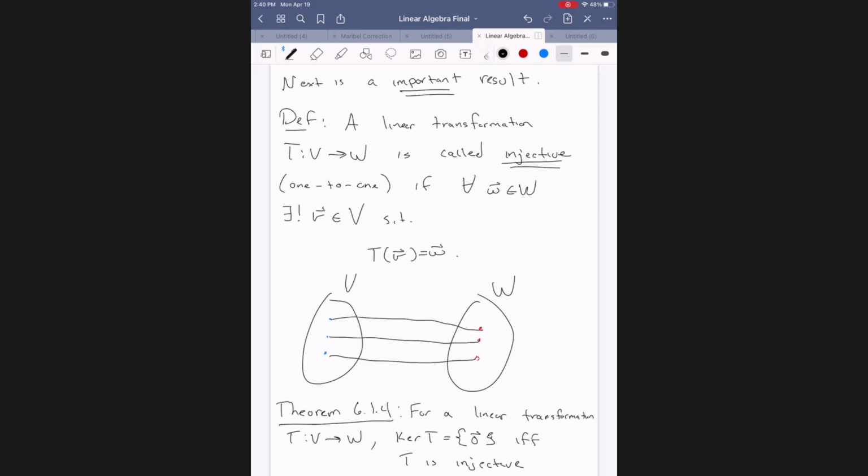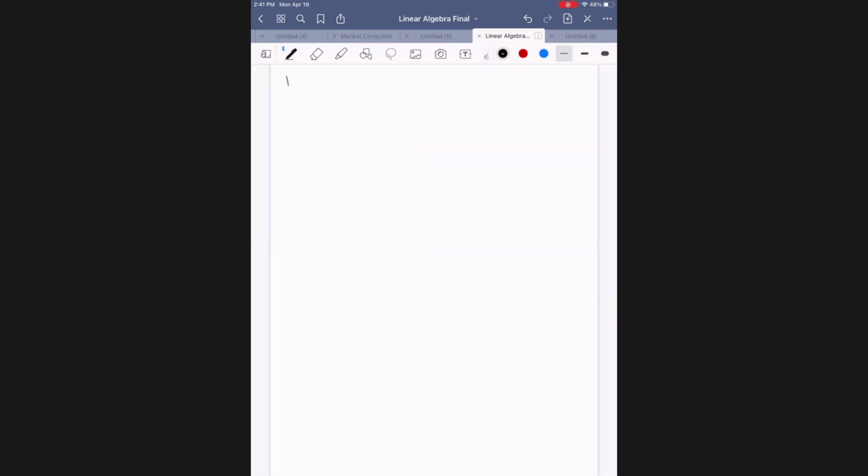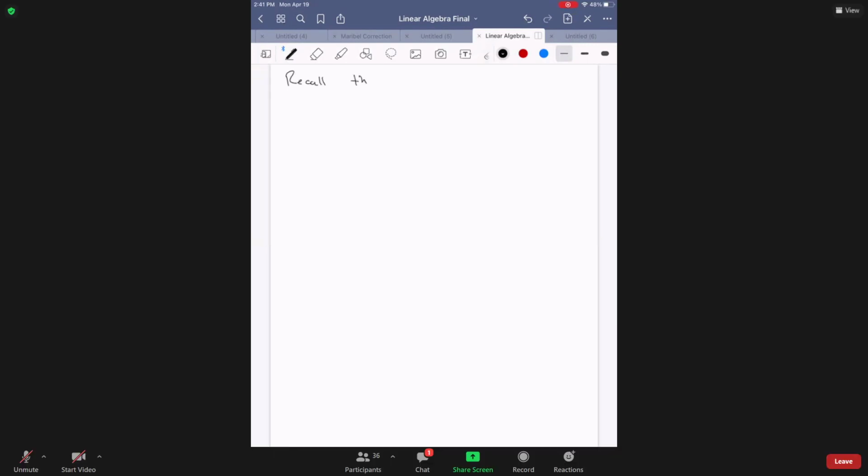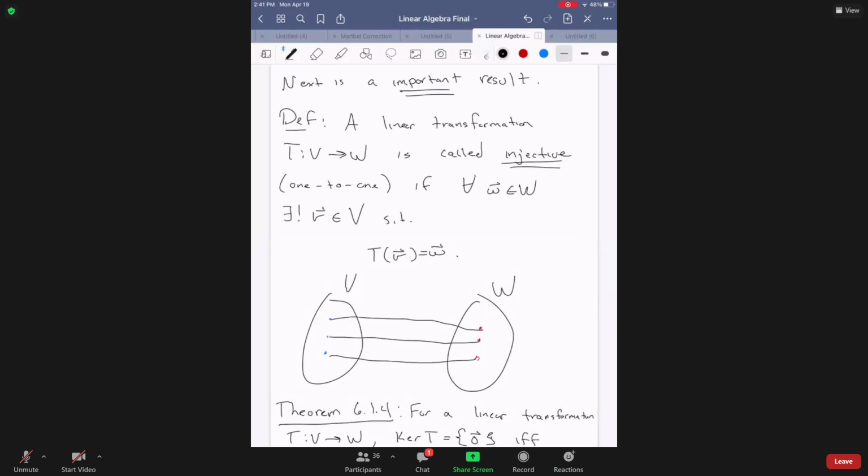But the reason I'm pointing this out is that, for example, if T of x equals Ax, and Ax equals 0 only has the trivial solution, this is where we're trying to connect it. So recall that if and only if, it goes right here, T is injective. Oh, you can't see it? Sorry.